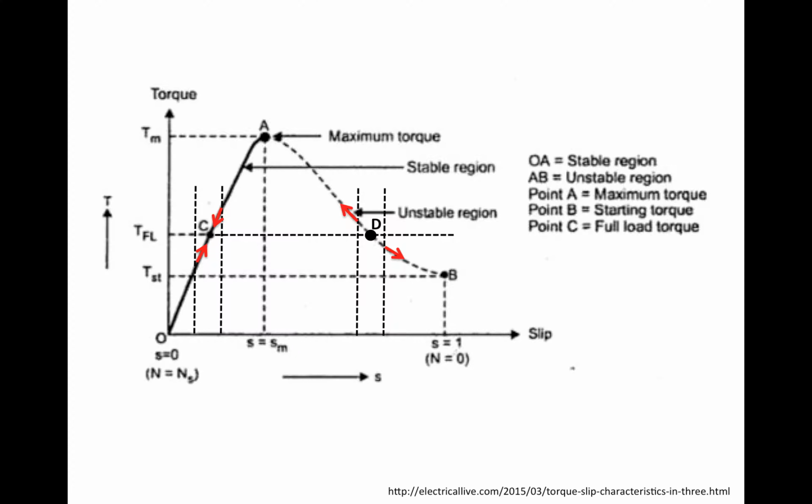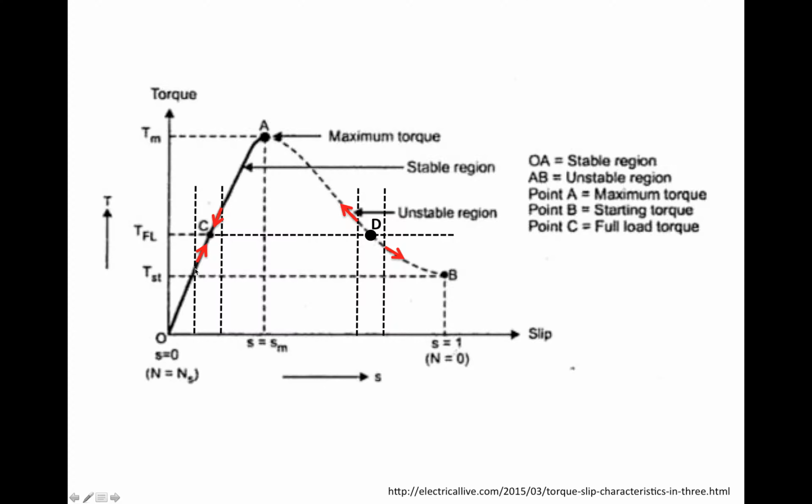The same is true if you have a little decrease in slip. Suppose for some reason the slip is decreased a little bit, which means the rotor speed is increased a little bit. If the rotor rotates faster, the slip is going to be smaller. And what's going to happen? The torque is going to decrease. As soon as the torque decreases, the rotor speed is going to decrease, and the slip is going to increase.